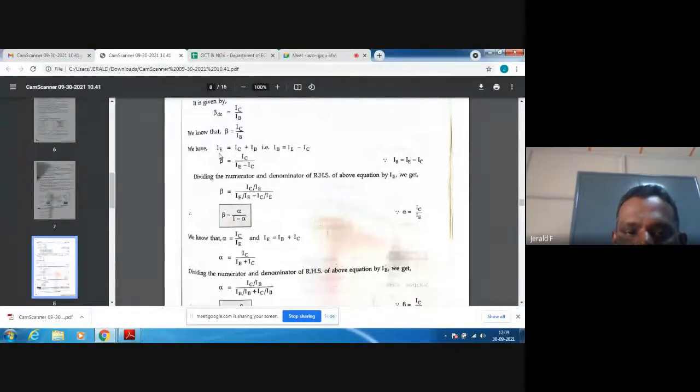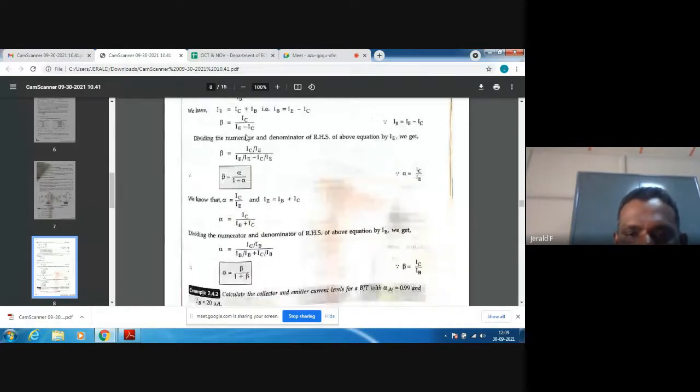So IE is IC plus IB, so IB is equal to IE minus IC. Beta is equal to IC divided by IE minus IC. Substituting the IB value, IB can be calculated as IE minus IC. Dividing numerator and denominator by IE, beta is IC divided by IE over 1 minus IC divided by IE. Since alpha is equal to IC by IE, we substitute: alpha divided by 1 minus alpha. That is called the beta value.